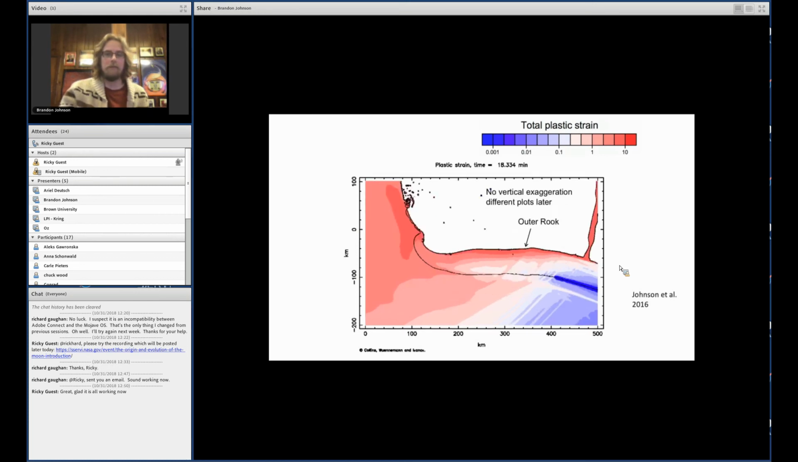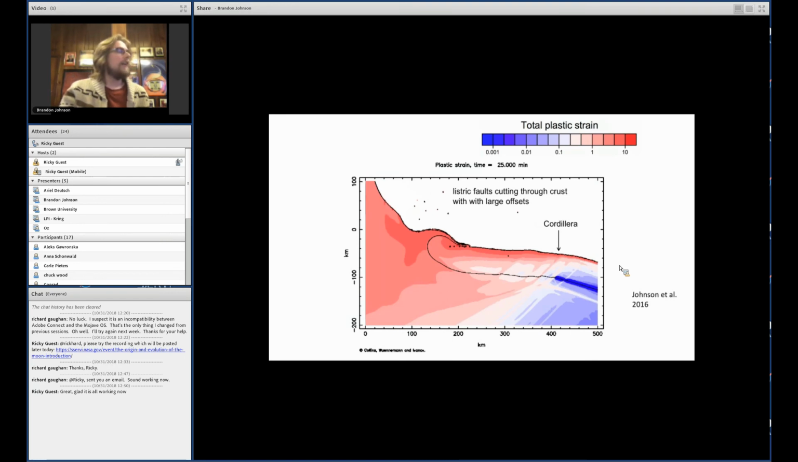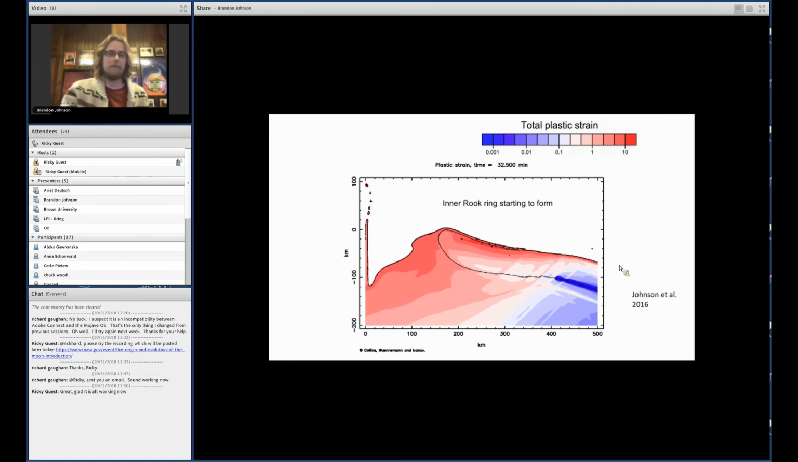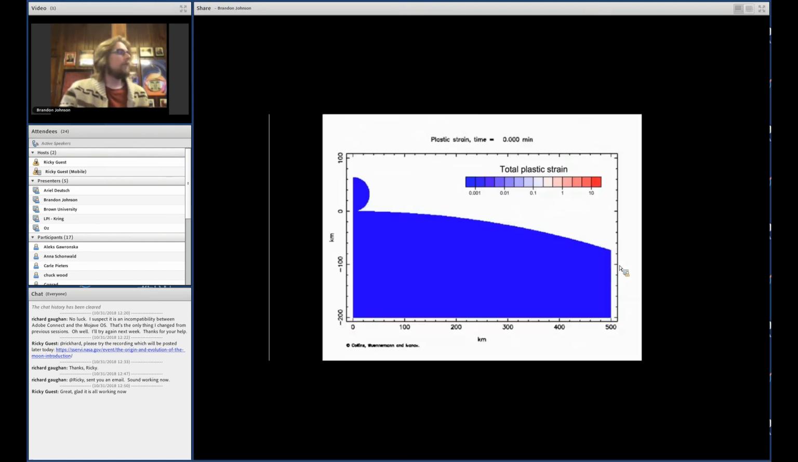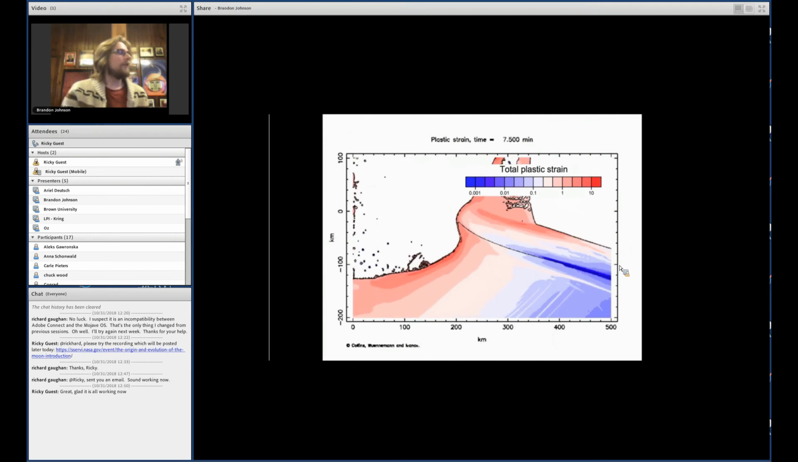Going on to 25 minutes, the central uplift is collapsing, but we still have more inward flow of material and formation of the outermost ring, the Cordillera. So the outer Rook forms first, then the Cordillera in these simulations. Then the collapse of the central uplift makes a bulge of material, which collapses to form the inner Rook ring. That formation is very similar to what we think might happen for peak rings of smaller basins. I can briefly show you a movie of this.